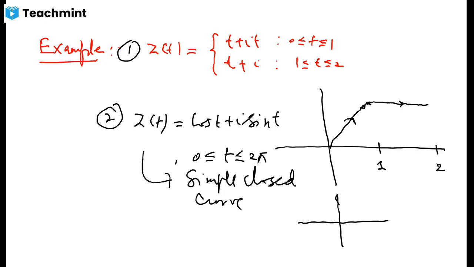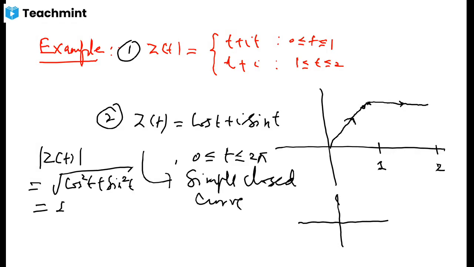How do you know that this is such a thing? You look at the modulus of z of t. The modulus of z of t is going to be the square root of cos square t plus sin square t, and it is equal to 1. So obviously you have the equation modulus of z(t) equals 1, and this represents nothing but the unit circle with center 0 and radius 1.